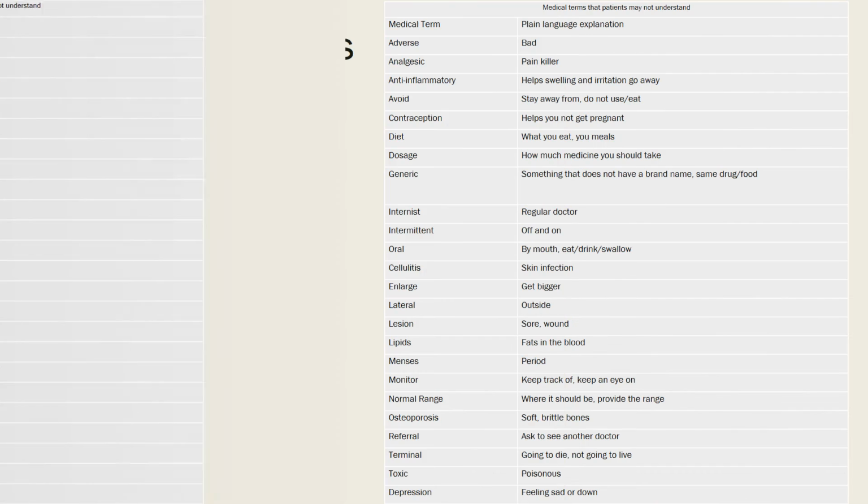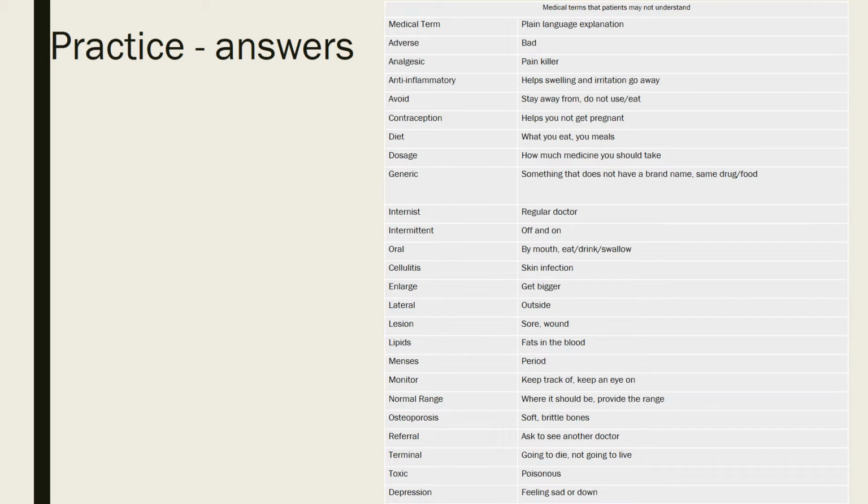Now pause the video and take a few moments to look over these medical terms and see if you can translate them to plain language phrases. Here are some suggestions. Feel free to pause and look them over. Notice if there were any words that were harder for you to translate into plain terms than others.